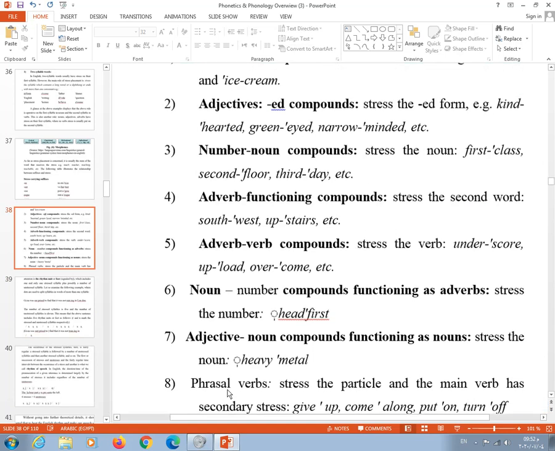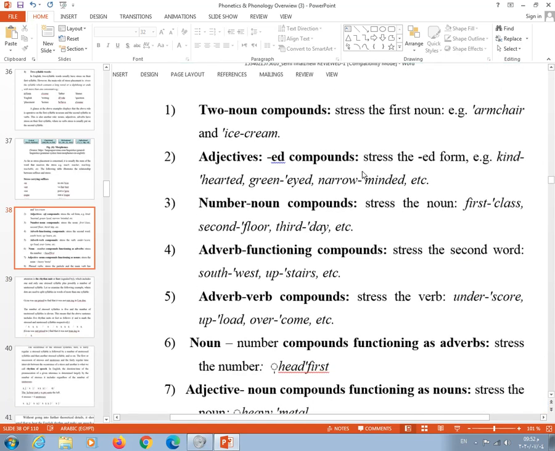How about stress marking in compound nouns? We have a number of rules. If you have a compound noun made up of two nouns, we stress the first one: armchair and ice cream. Adjective compounds with -ed, we put stress on the first part, which is attached to -ed. For example, kind-hearted, green-eyed, and narrow-minded. Noun compounds, we stress the noun. We say first class, second floor.